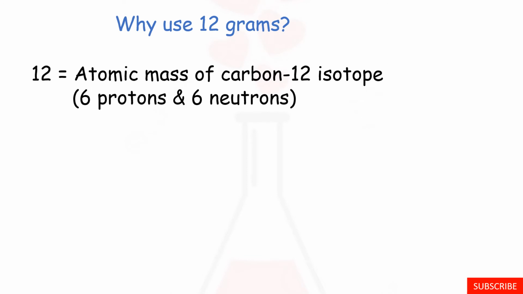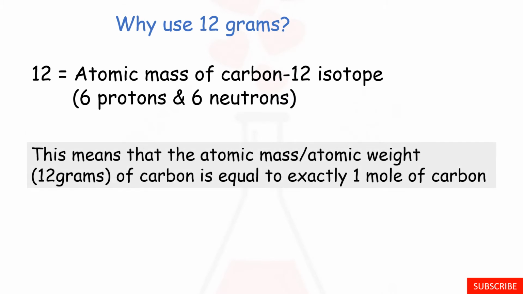So one thing to notice is that 12 is basically the atomic mass of the carbon-12 isotope. 6 protons and 6 neutrons, the sum becoming 12. And as such, this means that the atomic mass, or atomic weight, of carbon is equal to exactly 1 mole of carbon. So the 12, which is the sum of protons and neutrons, becomes equal to the 12 grams, the real weight that we measure in real life, which will be equal to 1 mole of carbon. That's why we prefer to use 12 grams, because it's equal to the sum of protons and neutrons.